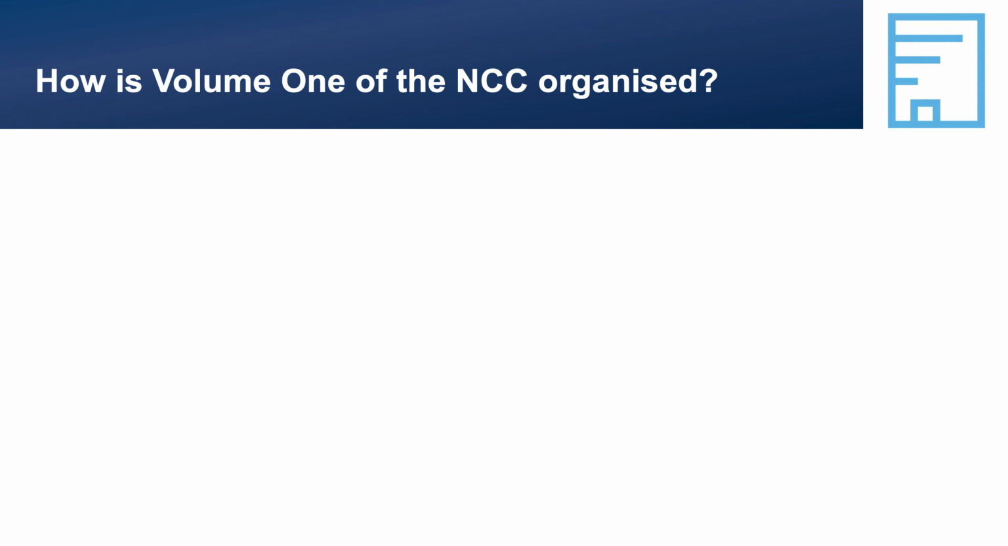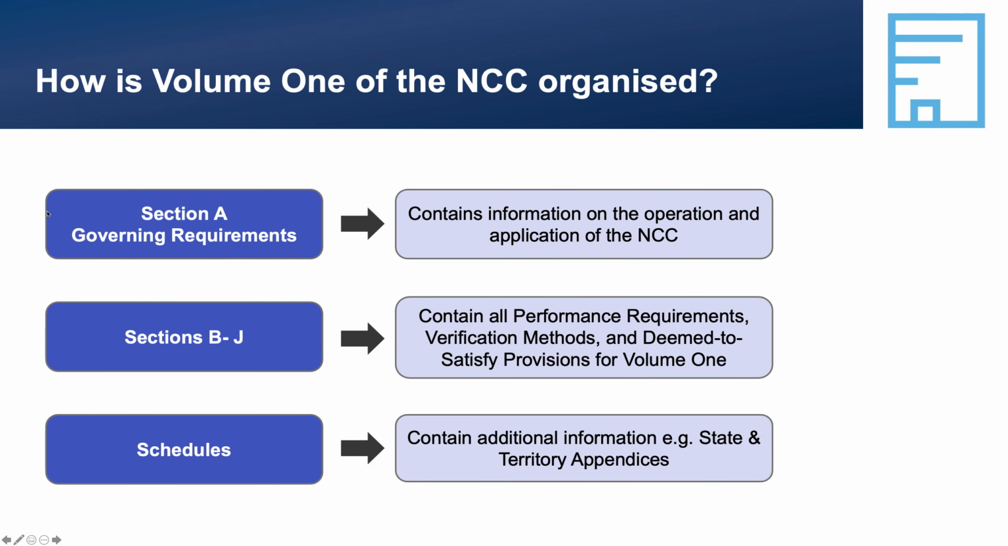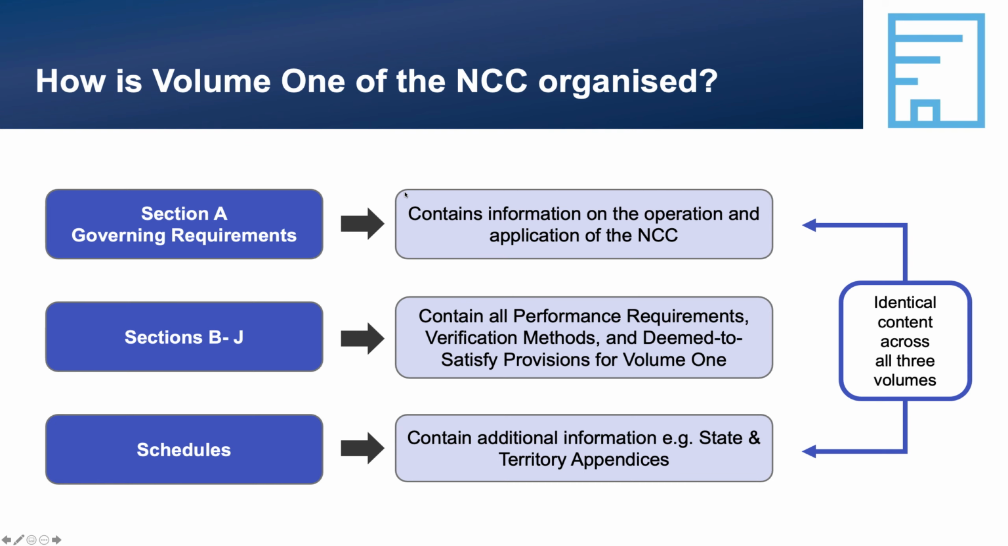Section A contains the governing requirements, which are the same in all three volumes of the NCC. You will find all the same information in Section A of Volume 1 as you will in Section 1 of Volume 2 and Section A of Volume 3. Just the numbering is different. This includes information on building classifications and referenced documents. As the governing requirements are the same across all volumes of the NCC, they will not be discussed further in this module.